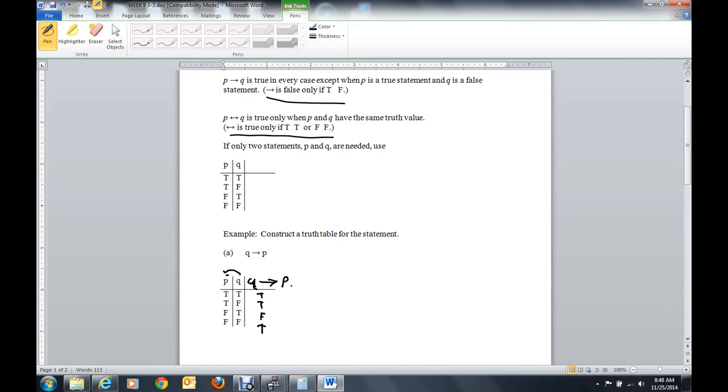So make note, this means go from Q to P. When we go from Q to P, true to false, that's the only time that if-then is false. Everything else is going to be true.